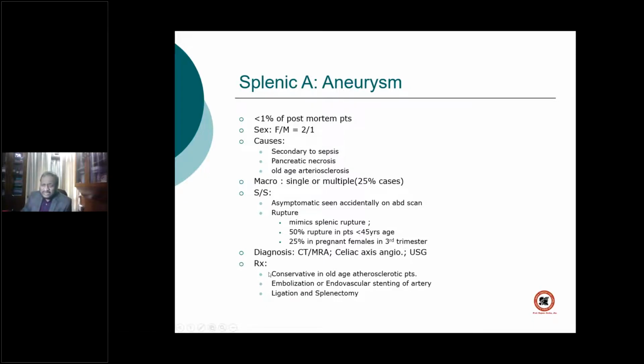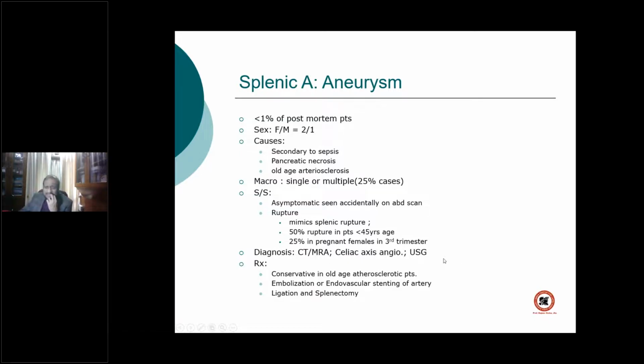The diagnosis is very easily made based on a routine ultrasound, or you go higher up, do a CT, or you do an MRA, that is the MRI angiography, right? Magnetic resonance angiogram, or you can do a celiac axis angiogram. So either of these can help you to diagnose.